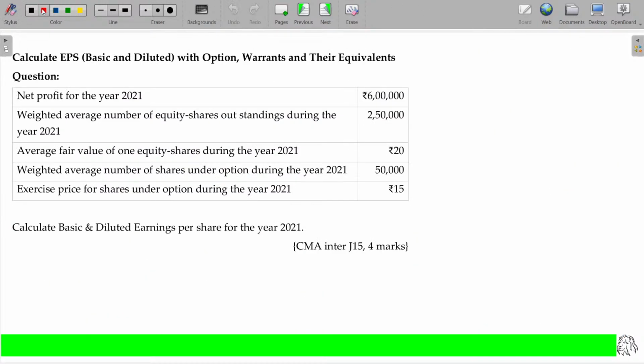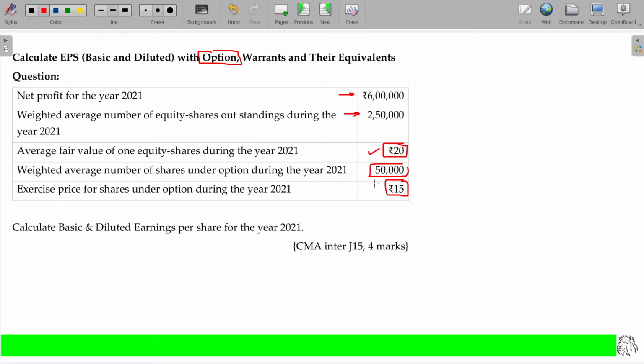In the next illustration, we have the options warrant. In this case, how can we calculate? Net profit for the year being 6 lakhs, weighted average number of equity shares outstanding during the year being 2,50,000. Average fair value of 1 equity share during the year being 20. Exercise price for shares under option during the year being 15. And weighted average number of shares under option during the year being 50,000.